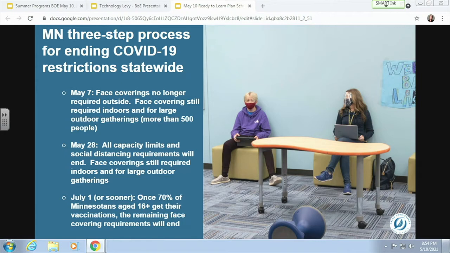As we move forward to May 28th, the remaining capacity and social distancing requirements are removed. So that's both indoor and outdoor at that point will no longer be around. The pieces that still remain there on May 28th is you still must have masks for indoor events and for those large outdoor events of more than 500 people.